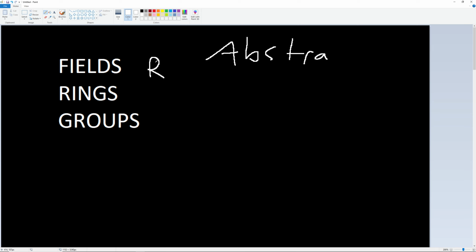The real numbers are a field. The rational numbers are a field. I'll explain what rational numbers are. I suspect a lot of the audience already knows, but just in case, we have the complex numbers as a field, and yeah, those are examples of fields. Abstract algebra. Okay, so these are fields.